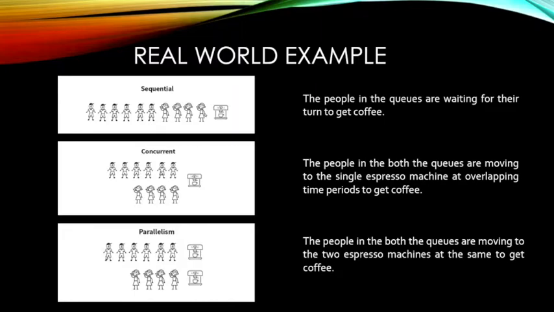If we consider the girls as a single process and the boys as a single process, this is an example of sequential programming. The girls are process 1 and the boys are process 2, and process 2 is waiting for the total completion of process 1. Until process 1 is complete, process 2 cannot start. So this is an example of sequential execution.